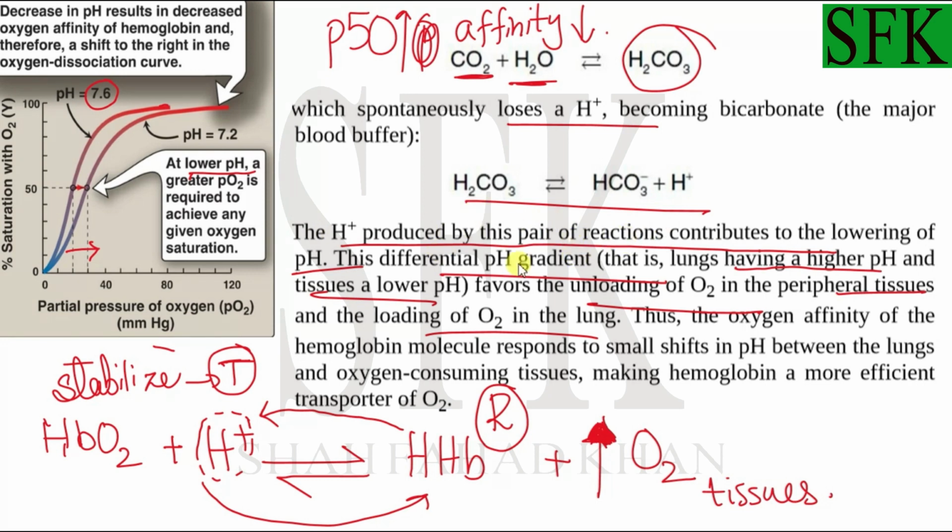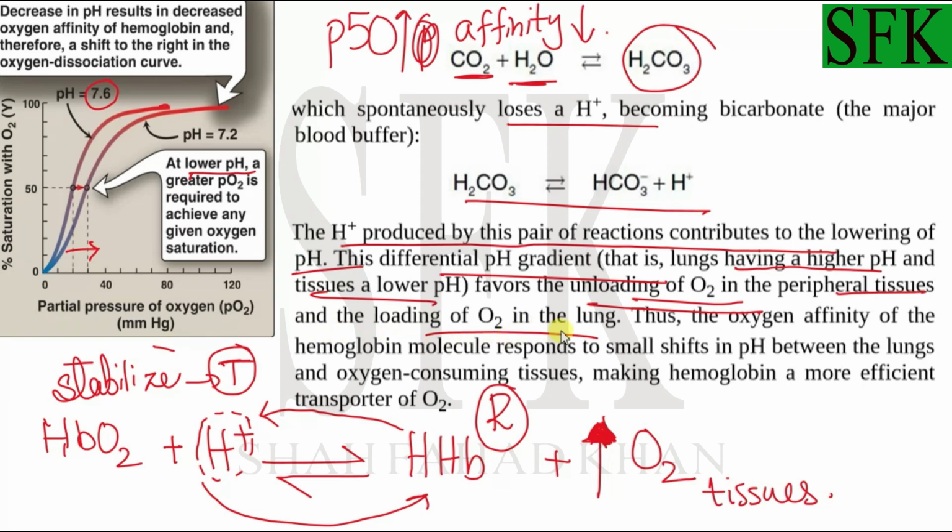The H positive ions which are produced by the pair of reactions contribute to lowering of the pH. The differential pH gradient, that is, the lungs have a higher pH and the tissues have a lower pH. We know that pH and affinity go hand in hand. If the pH decreases, affinity decreases. If pH increases, affinity for oxygen increases. So this would mean that the differential pH gradient will allow the unloading of oxygen in the peripheral tissues, because in the peripheral tissues the pH is low, so affinity of hemoglobin automatically will decrease due to the entire mechanism that I've just discussed.